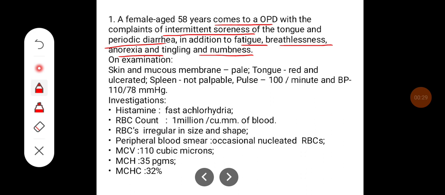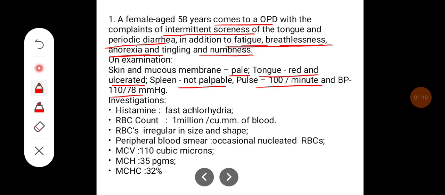On examination, skin and mucous membrane is pale, tongue is red and ulcerated, spleen is not palpable, pulse is 100 per minute, and blood pressure is around 110 by 78. By this history, you can come to know that the person is suffering from anemia because there are symptoms of fatigue and breathlessness, anorexia, and this anemia probably is nutritional, where there is a vitamin B12 deficiency because the person is having periodic diarrhea and ulceration over the tongue.